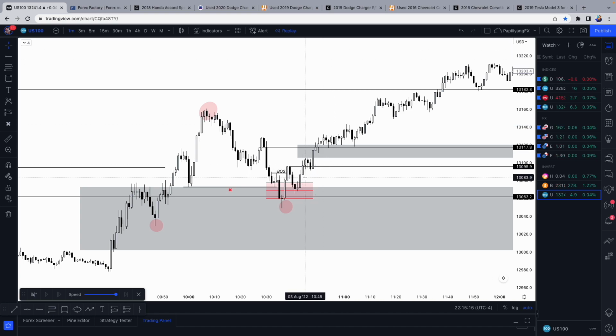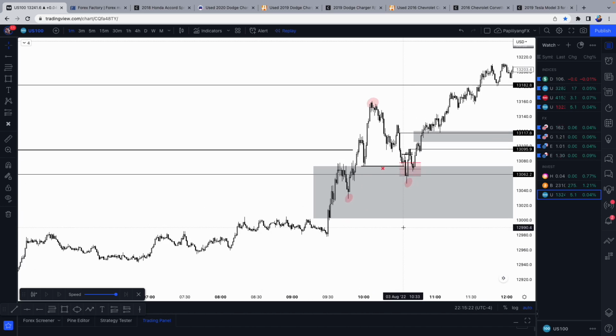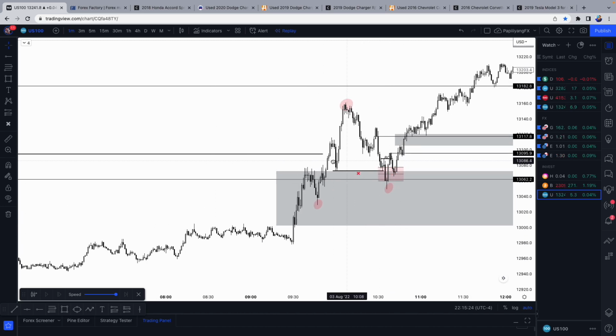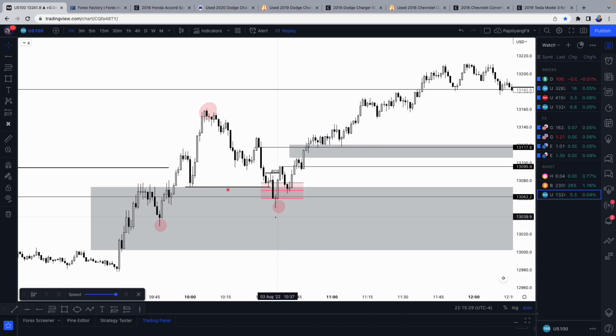So the same thing that applies to higher time frames applies to 1 minute as well. 3 minute time frame, 5 minute time frame, same thing. Again, first entry is here, right? Second entry is here. Third entry is here, right? And fourth entry is here.